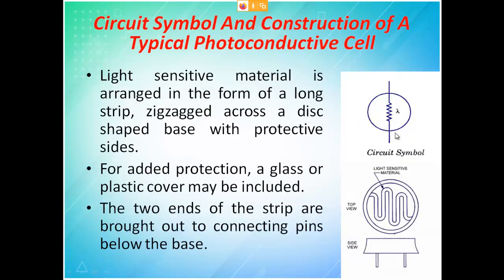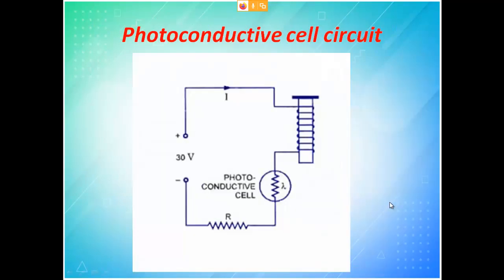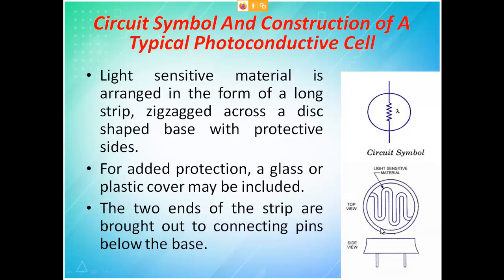So this is the symbol. The only difference is that usually we put a circle, draw a resistance and write it as R. Here you have to write it as lambda, which is nothing but wavelength. Wherever you put a resistance and add a lambda symbol, it indicates the symbol for a photoconductive cell. And to increase your sensitivity, you form a spring-like structure.